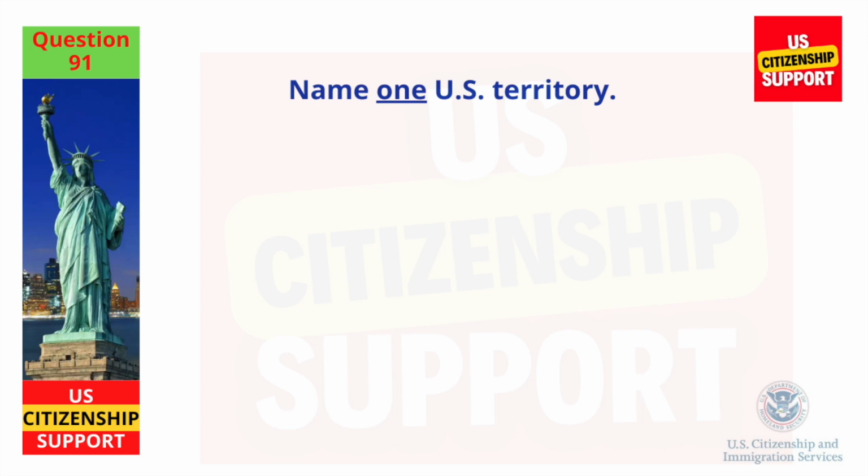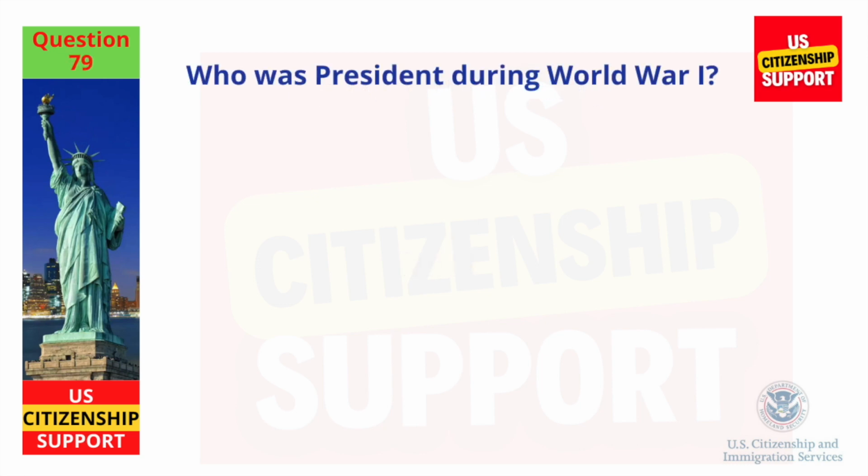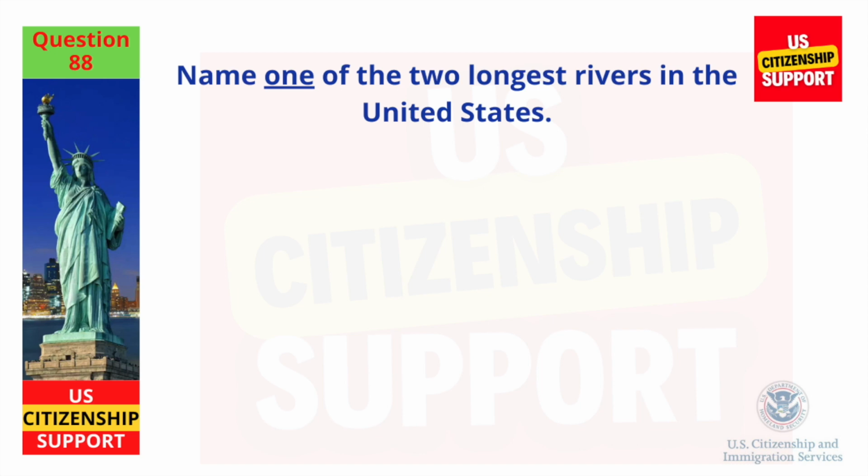Name one US territory. Guam. Who was president during World War One? Woodrow Wilson. Name one of the two longest rivers in the United States. Missouri River.